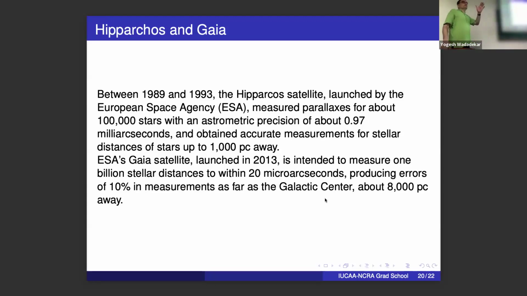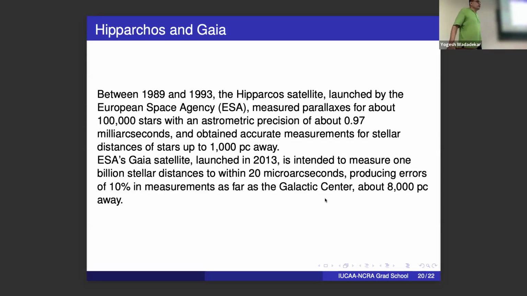So we went from 1 milliarc second to 20 microarc seconds. That is like a 50-fold improvement in astrometric accuracy, which means we can measure parallaxes 50 times further. The errors in measurements as far as the galactic center were about 10%. So this Gaia telescope has been really revolutionary in the measurement of distances.